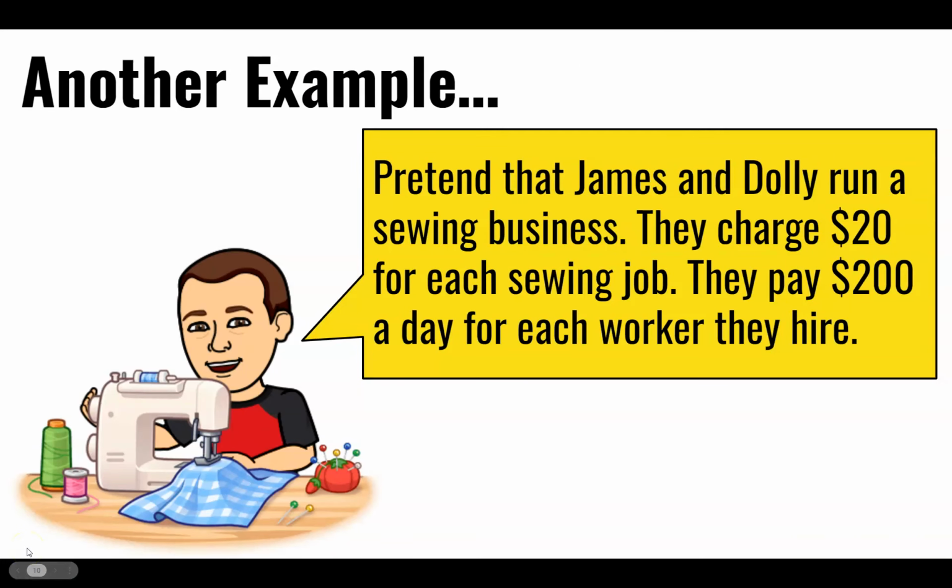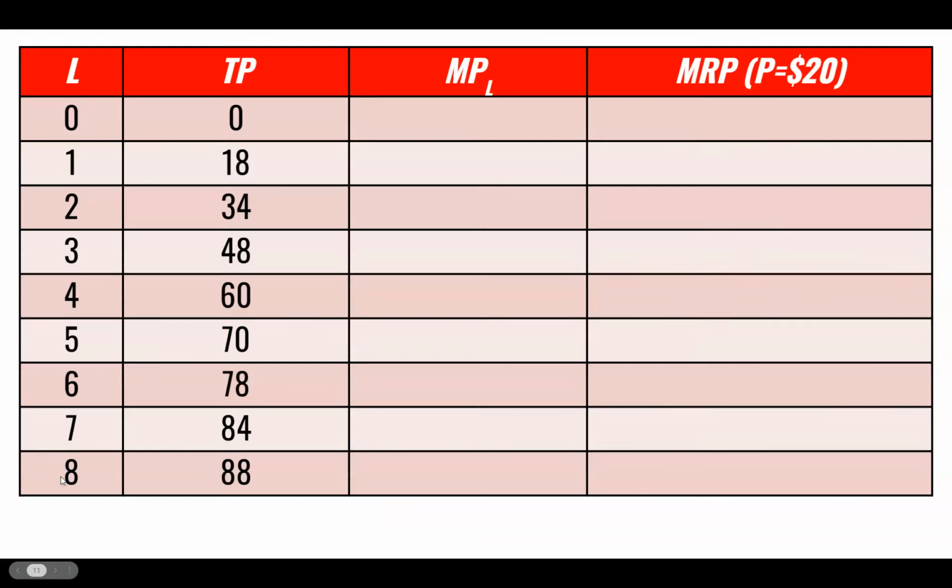We could work through another example. Let's pretend that James and Dolly run a sewing business and that they charge $20 for each sewing job and that they have to pay $2 a day for each worker that they hire. So we could have a table like this in which we have the total product and we'd have to calculate marginal revenue product. And if we did the math and worked this out, we'd see that the first worker adds 18 units of total product, and the second worker is adding 16, 14, and so on.